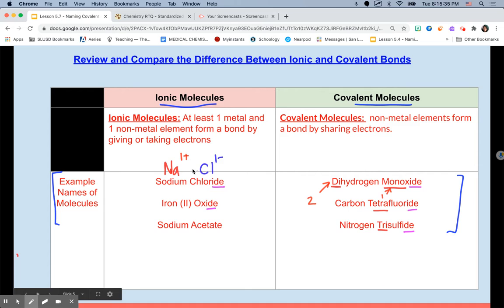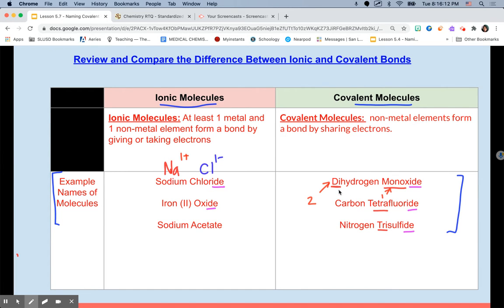So normally, when we're dealing with ionic molecules, we can use the charges to help us identify what the formula would be based off of the name. But with covalent molecules, we can't really do that because when they combine, they're just bonding their single valence electrons with another element to form an electron pair, right? So we need these prefixes, this di, mono, tetra, tri, to let us know in advance how many of each element we have.